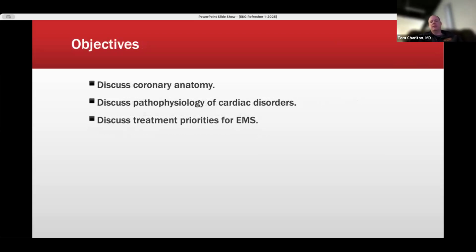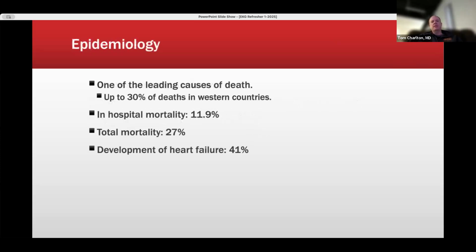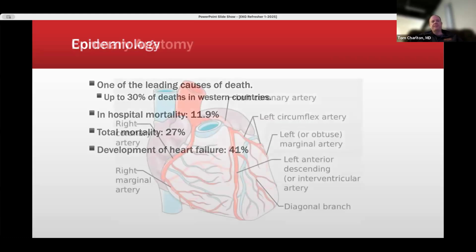So today we're going to talk about the coronary anatomy, some of the pathophysiology of a couple of disorders, and then what some of our treatment priorities are. So coronary disease is one of the leading causes of death, representing up to 30% of deaths in Western countries. If you're having an MI, you've got roughly a 12% chance of in-hospital mortality, overall a 27% chance of death, and then 41% of patients who have a STEMI end up going on to develop some degree of heart failure as a result of it.